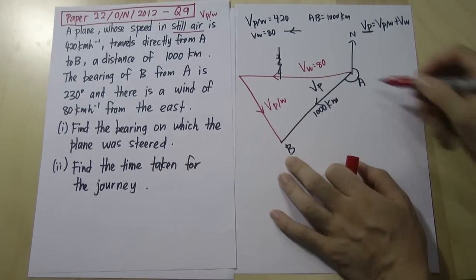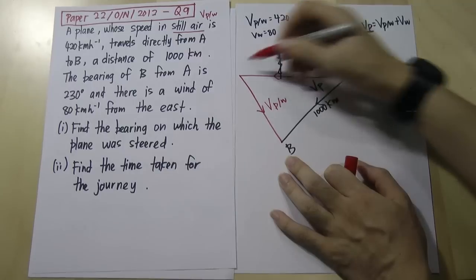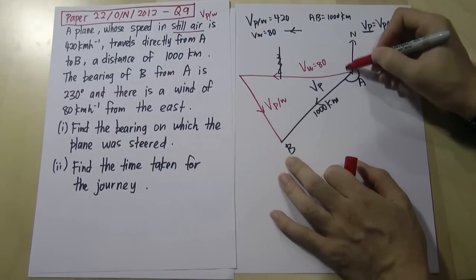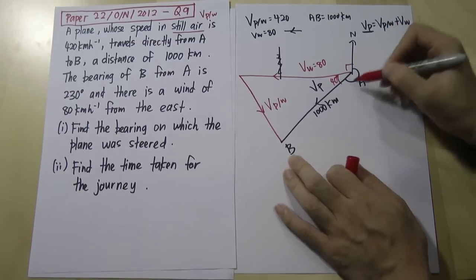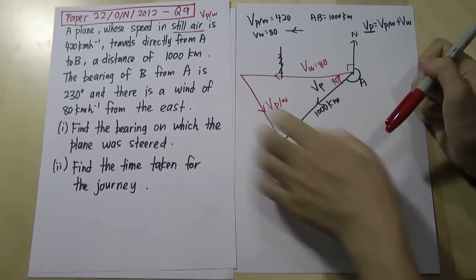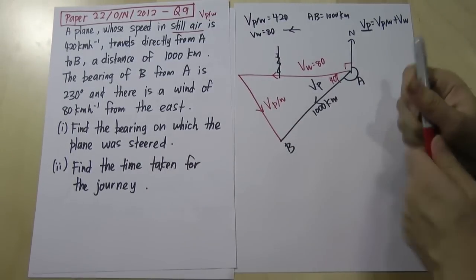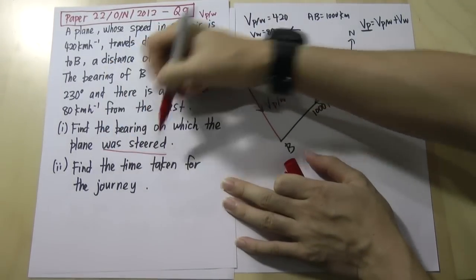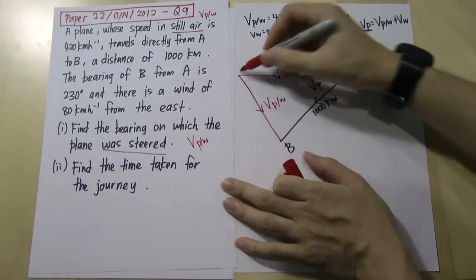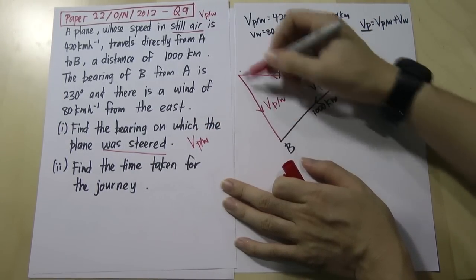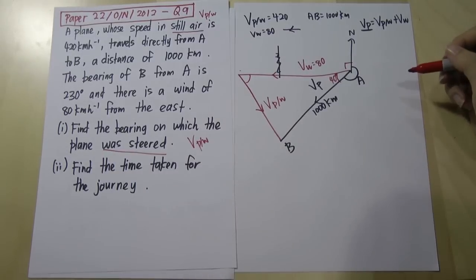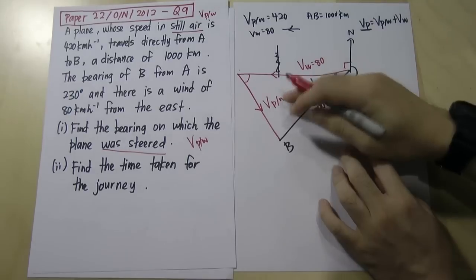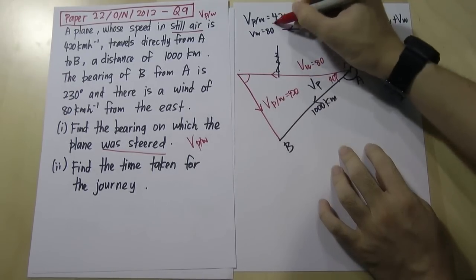Alright, since this one is from the east, definitely from here to here is 90 degrees. So this is 230, which means here is 40 degrees. You must be able to solve the bearing and get your angle. First, find the bearing on which the plane was still. When I say that, I mean you want to find the angle of the relative velocity, which is this line. I need to find this angle in order to get the bearing. Do I have enough information? I got this one, 420, it's given over here.